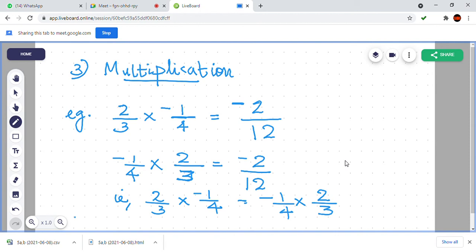Okay, so first you write multiplication is commutative for rational numbers, and below you write for any two rationals A and B, A into B equal to B into A. After you write these examples, the next one is division. You can write the next heading, division.